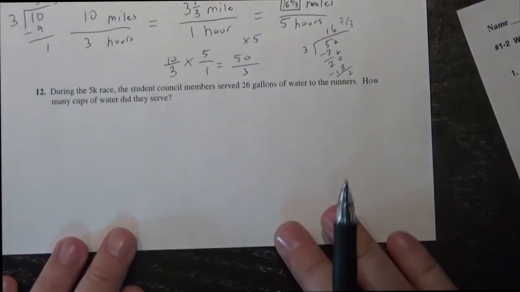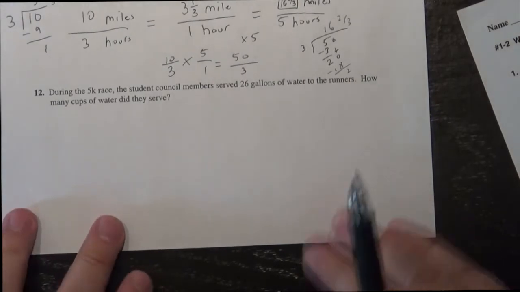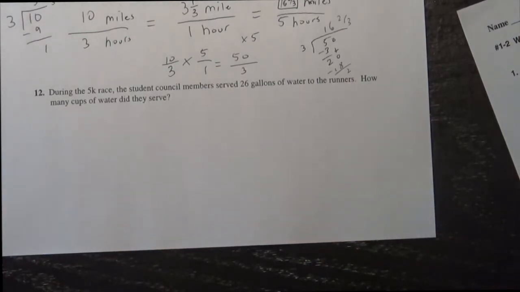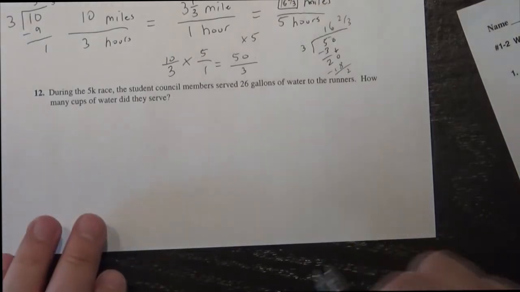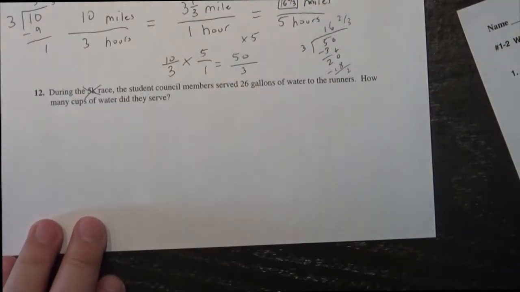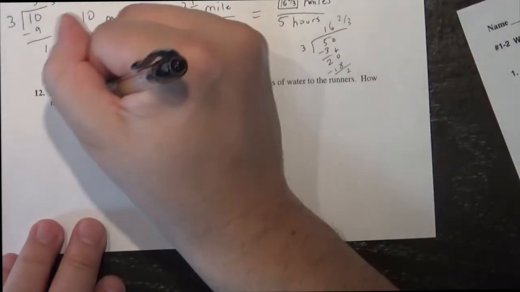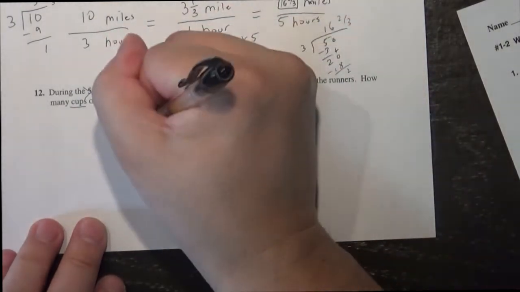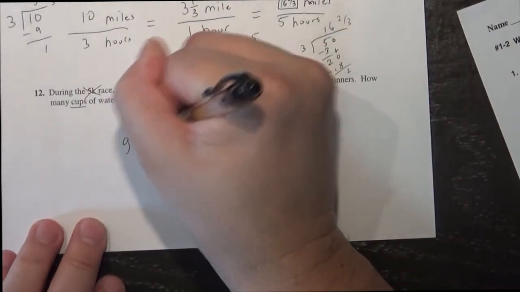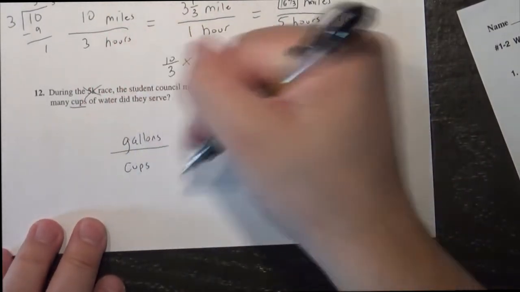Move on now to number 12. During the 5K race, the student council members served 26 gallons of water to the runners. How many cups of water did they serve? Keep in mind, 5K race means nothing to us. We can just say during the race. All right, they served 26 gallons of water, and how many cups did they serve? So I know it's going to be gallons to cups.